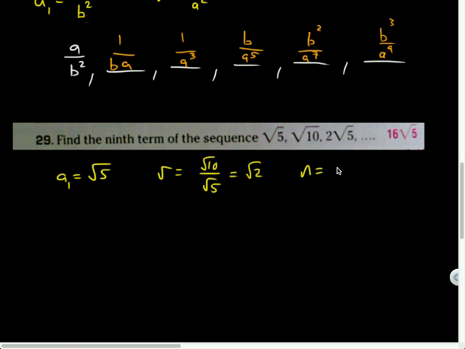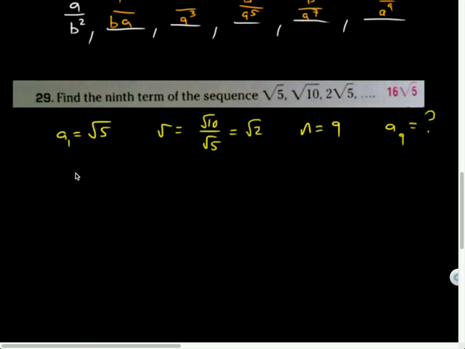Let's see. I know n is equal to 9. And I am looking for a sub 9. And my a's are going to look like 9s at some point in this problem. So let's see. According to the formula, a sub 9 is equal to root 5 times root 2 all to the 9 minus 1, I believe. Right? So that is root 5 times root 2 to the 8.